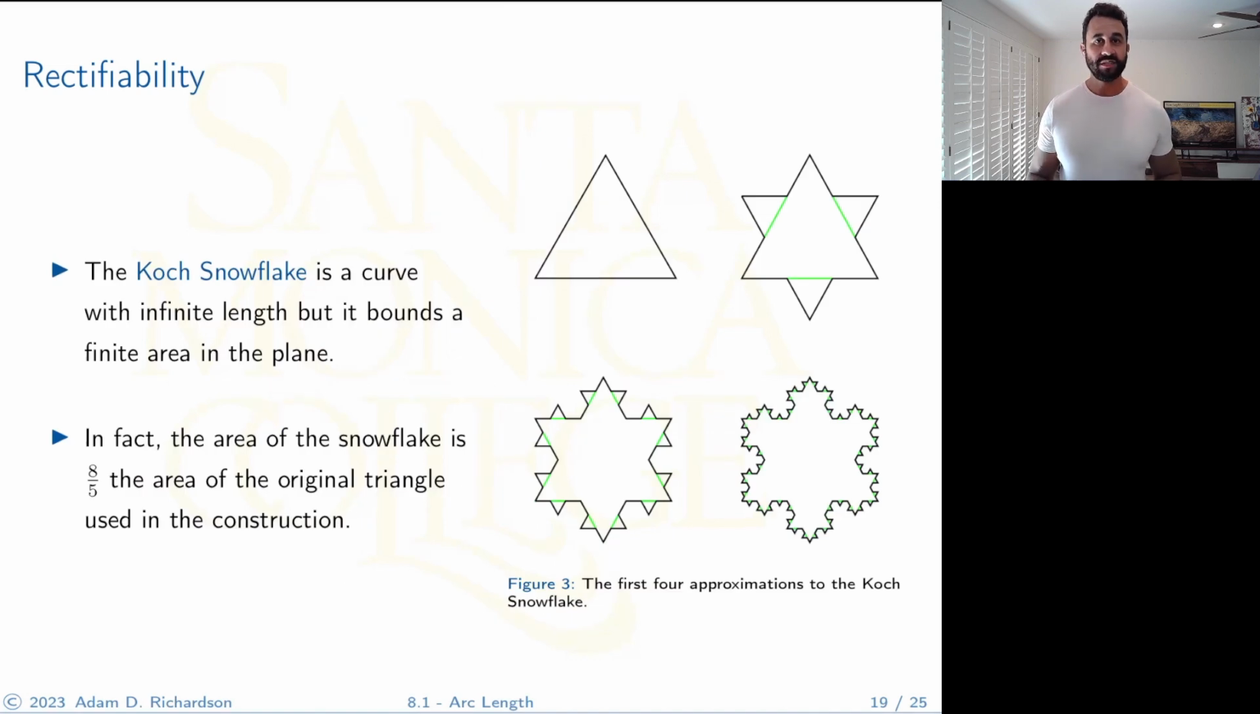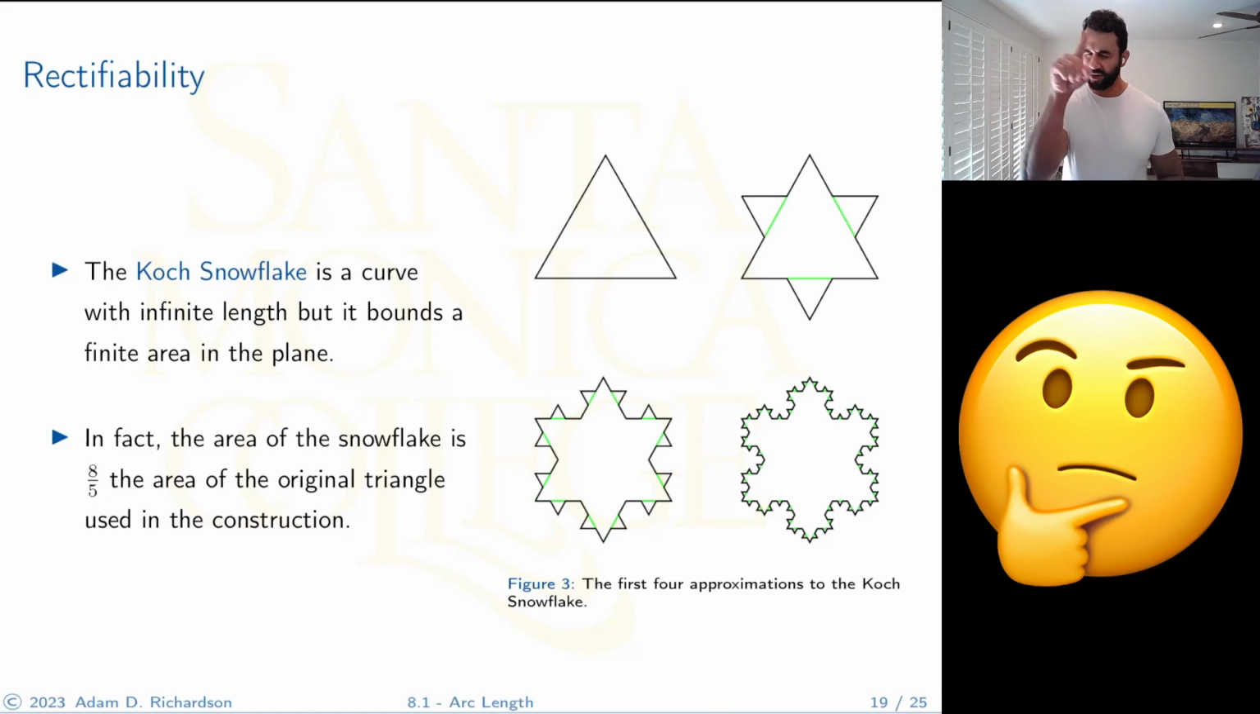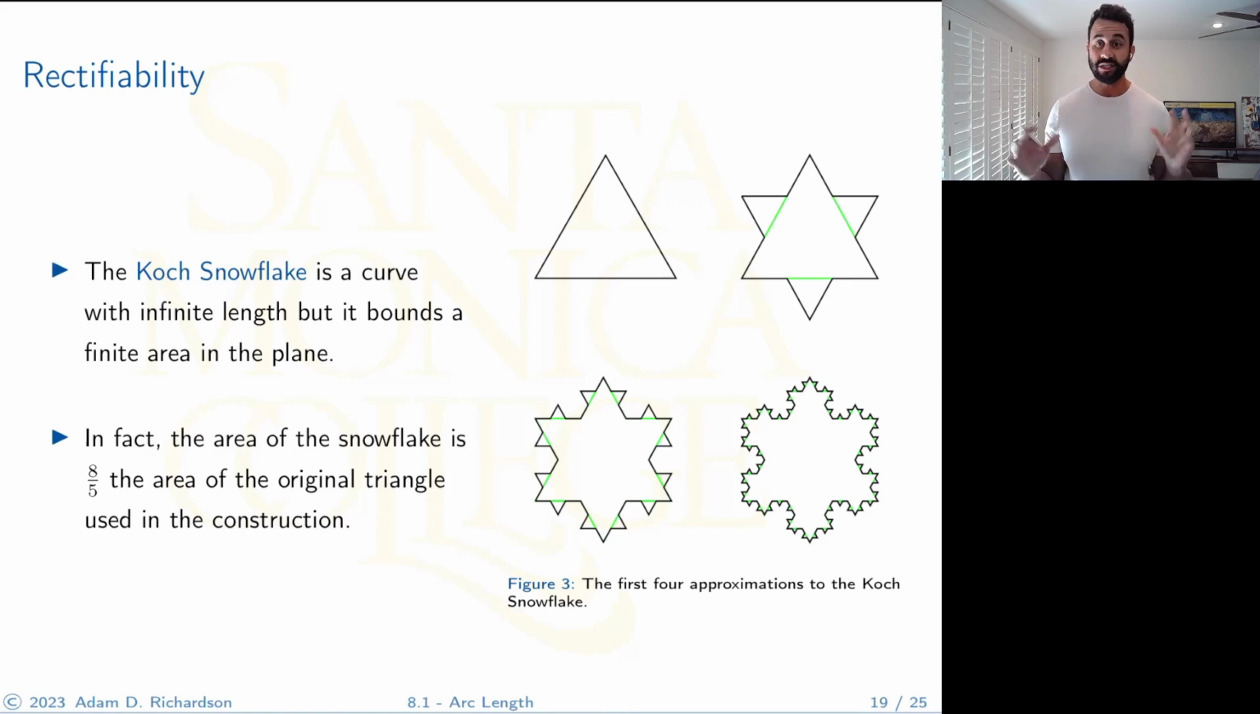So another example of an interesting curve is the Koch snowflake. It's a curve that has infinite length, but it bounds a finite area. So ponder that for a minute. The curve is infinite in length, but the area that it contains is finite. Very weird stuff. And these objects are still studied today. Like I said, I do a lot of fractal geometry and research in fractals. These things are still studied to this day, an active field of research.